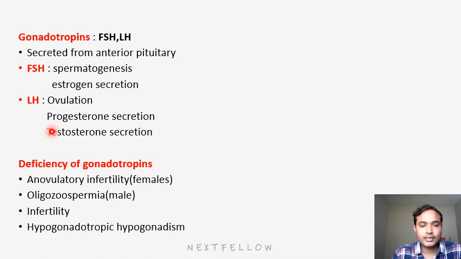Next, deficiency of these gonadotropins leads to anovulatory infertility in females, oligozoospermia in males, infertility in both, and hypogonadotropic hypogonadism. So these are the complications when a patient has a deficiency of gonadotropins.